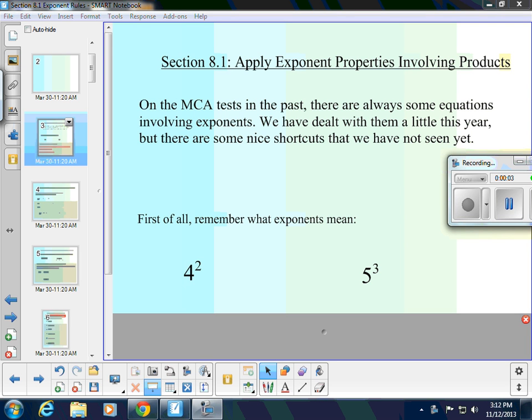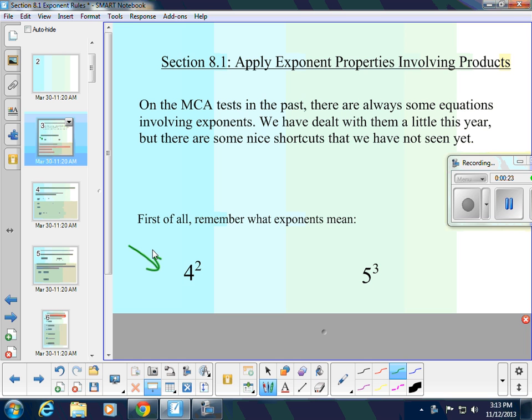Today's lesson is on section 8.1, apply exponent properties involving products. In this chapter, we're going to learn a bunch of different, as I call them, shortcuts for ways we can simplify problems that have powers in them. And first I'm going to remind us what powers mean, or what these expressions do. These are called powers.